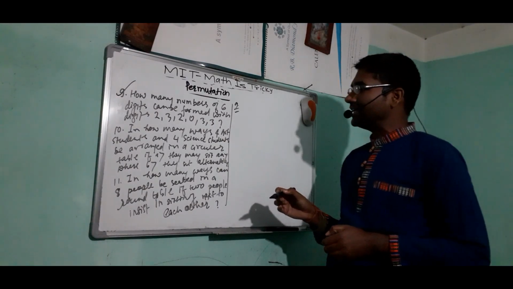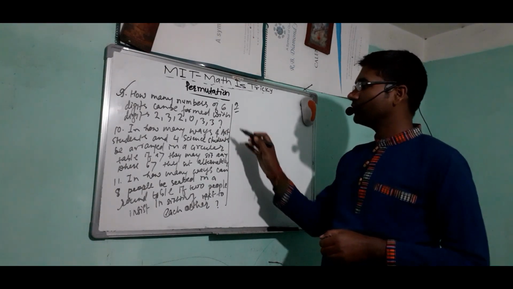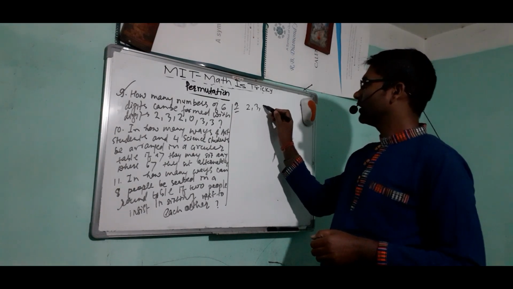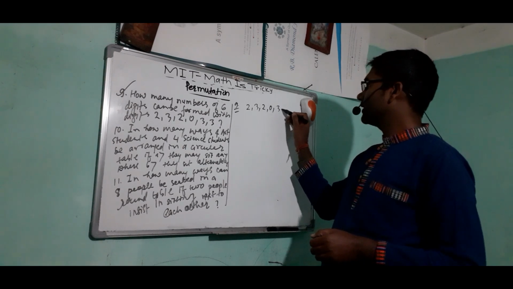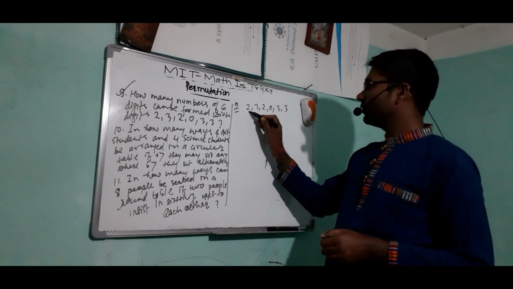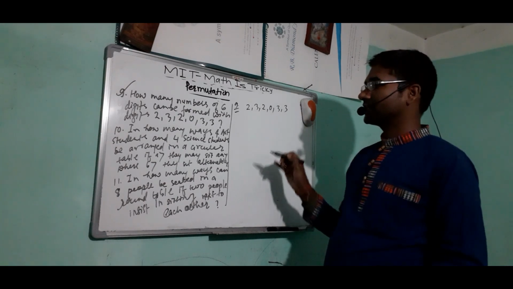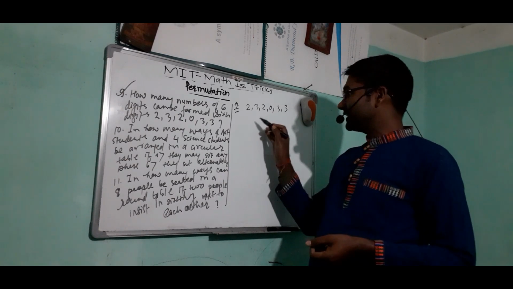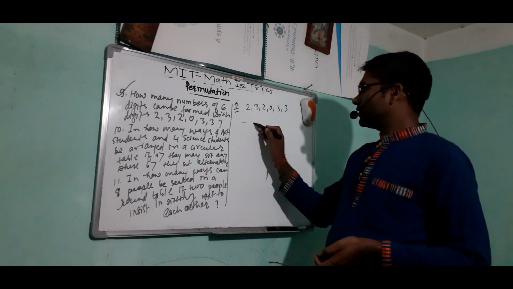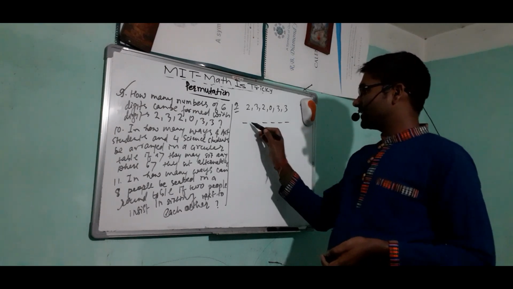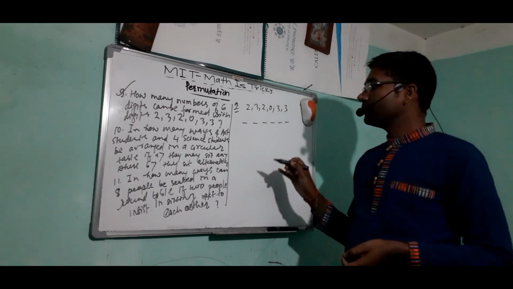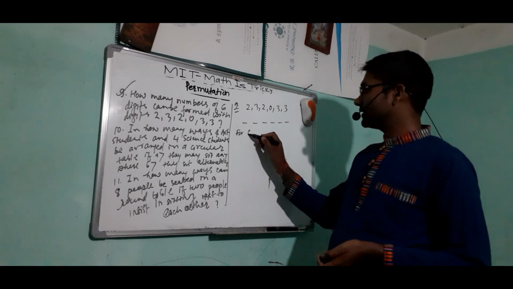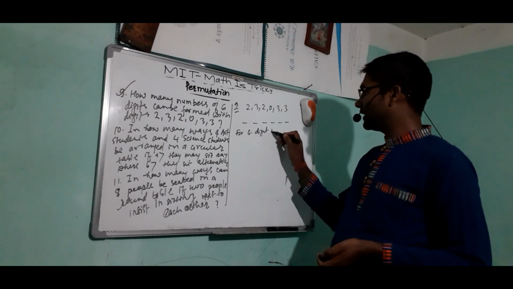How many numbers of 6 digits can be formed from the digits 2, 3, 2, 0, 3 and 3? We have here 1, 2, 3, 4, 5, 6. 6 digits. We have to make a 6-digit number with 6 digits. So 1, 2, 3, 4, 5, 6. Let's write here 6 spaces. We have to form a 6-digit number.